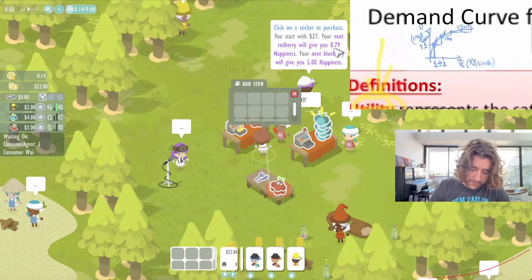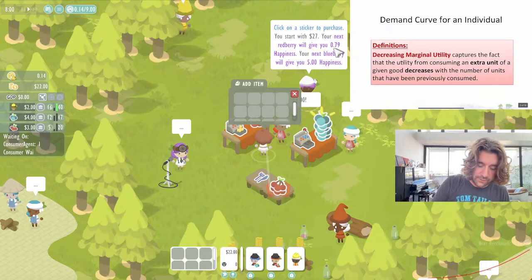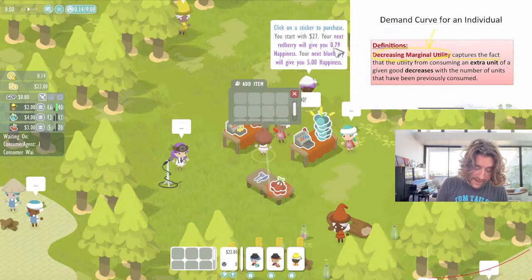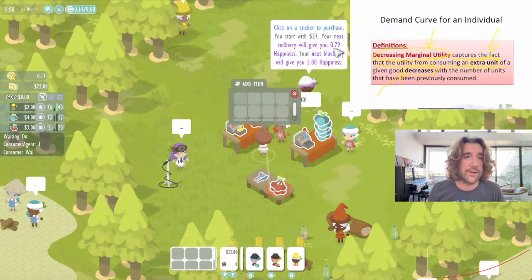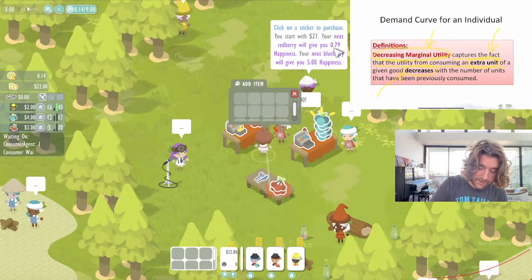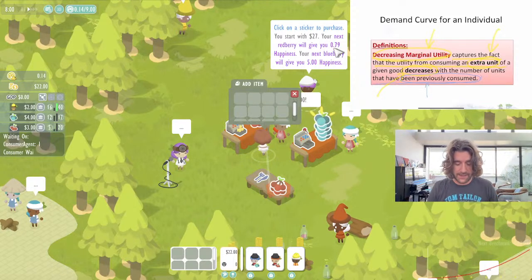Now, what we are going to do here is the classic cost-benefit analysis. Nothing new. We are going to take into consideration the concept of decreasing marginal utility, which we saw in previous workshops as well, which captures the fact that the utility from consuming an extra unit of anything usually decreases with the number of units that have been previously consumed within that market cycle. That's why utility is measured in utils per market cycle, per unit of time, because it has to take into consideration what we have previously consumed within that market cycle.